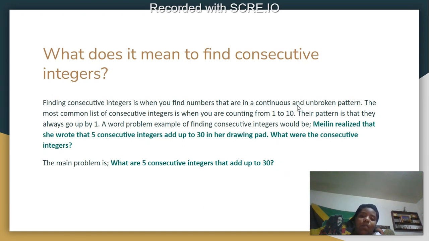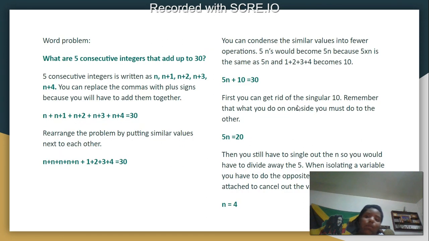A word problem example of finding consecutive integers would be: Malin realized that she wrote 5 consecutive integers that add up to 30 in her drawing pad. What were the consecutive integers? The main problem is, what are the 5 consecutive integers that add up to 30? 5 consecutive integers are written as n, n plus 1, n plus 2, n plus 3, n plus 4. You can replace the commas with plus signs because you will have to add them together later.